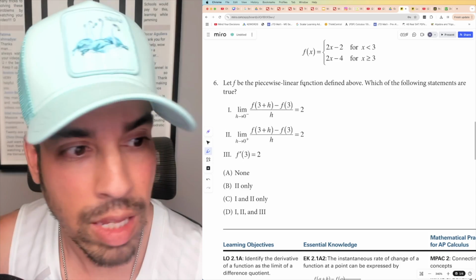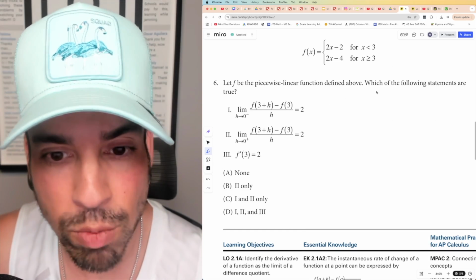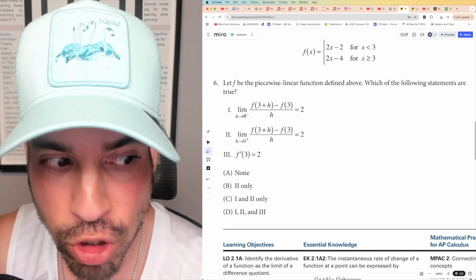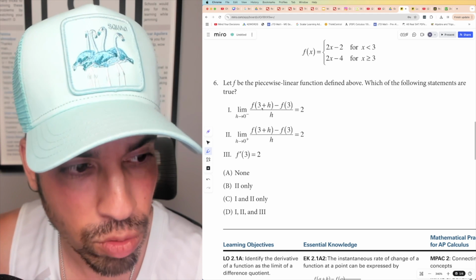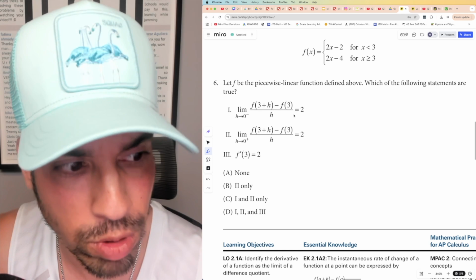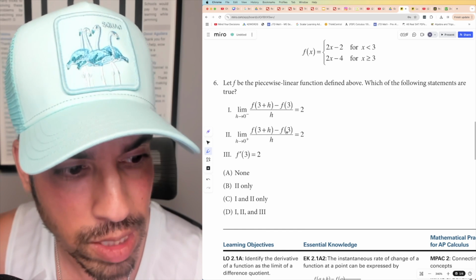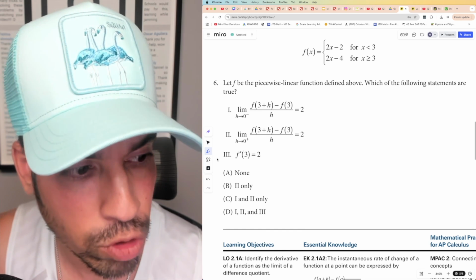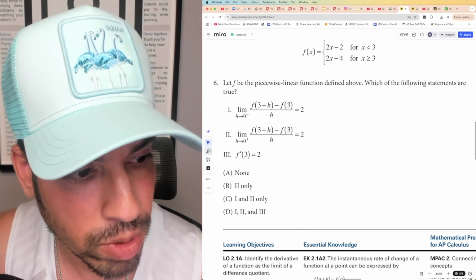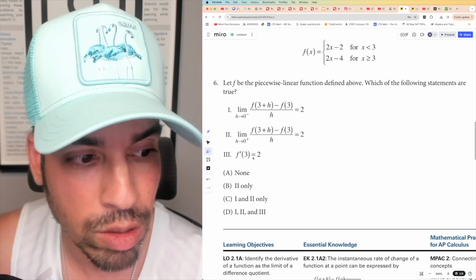Done. Let f be the piecewise linear function defined above. Which of the following statements are true? So we've got 1: the limit as h approaches 0 from the left of f of 3 plus h minus f of 3 over h is equal to 2. 2: the limit as h approaches 0 from the right of f of 3 plus h minus f of 3 over h is equal to 2. And option number 3 is f prime of 3 is equal to 2.